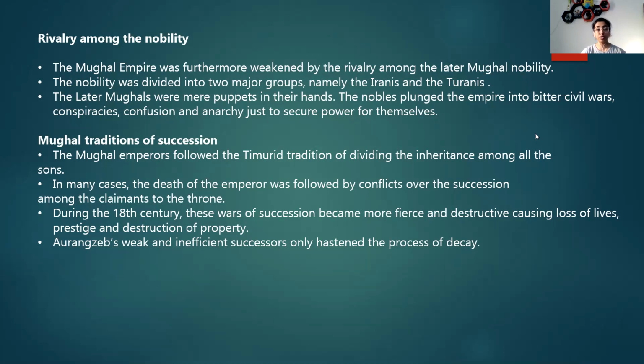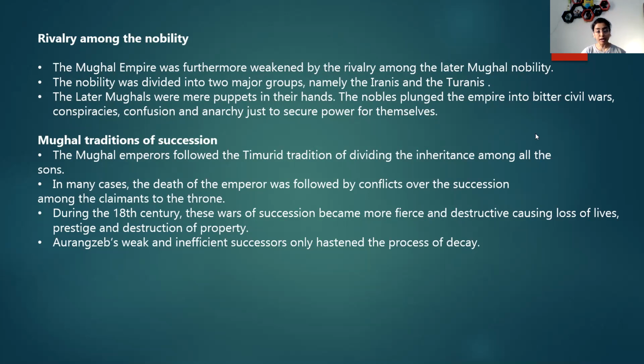Now, in our previous chapter on the rule of the Mughals, we got to know that the Mughals were from the Timur clan, right? So the Mughal emperors followed the Timurid tradition of inheritance. This inheritance among the sons is something the Mughal emperors had been following for a long time, because that is a Timurid tradition of inheritance. That means after the father dies, the son will come.